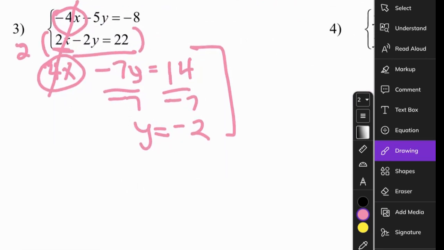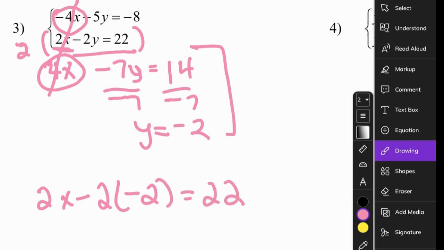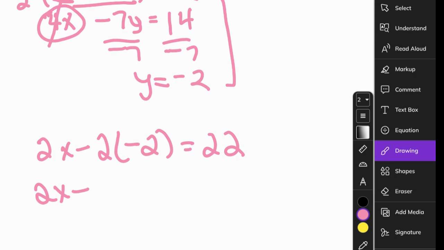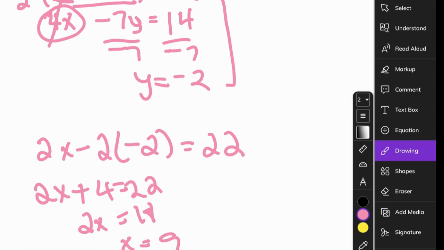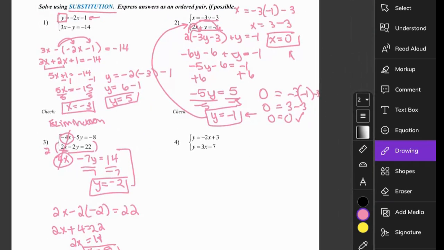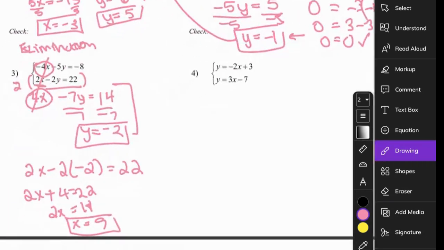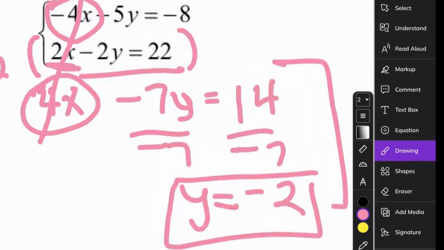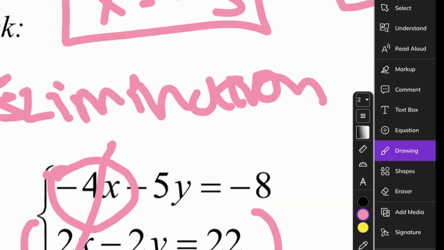So now we can plug this y into the equation. We get 2x plus 4 equals 22. 18 equals 2x. x equals 9. So as you can see, it's really quick. It's much faster. So that's how you do elimination. You just manipulate one side. You can choose this side or this side.